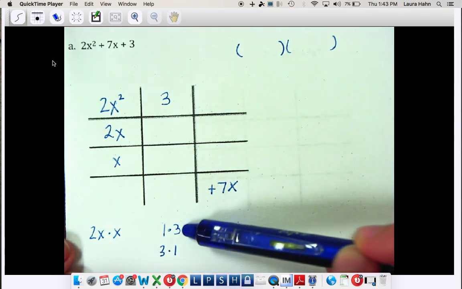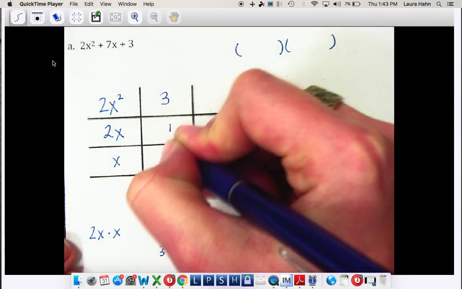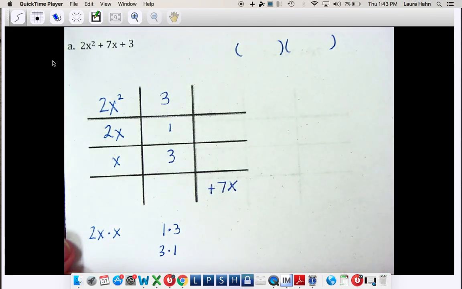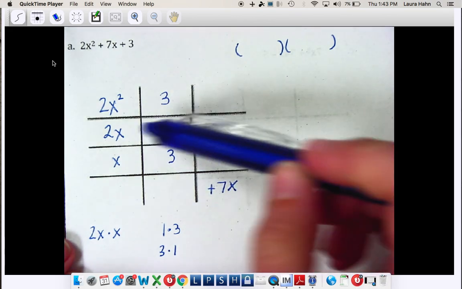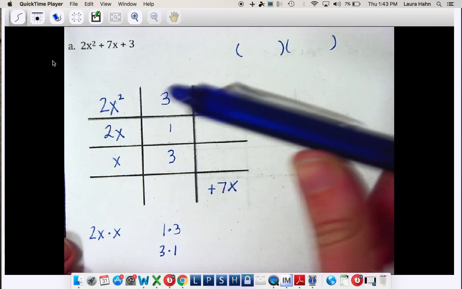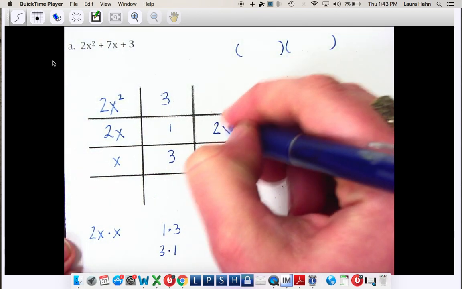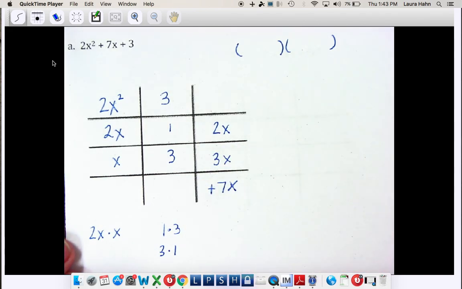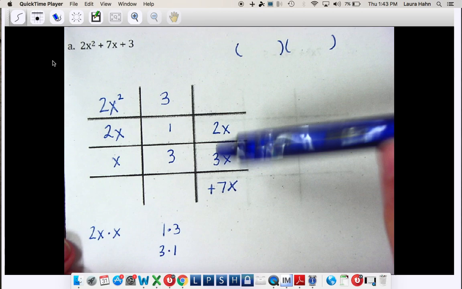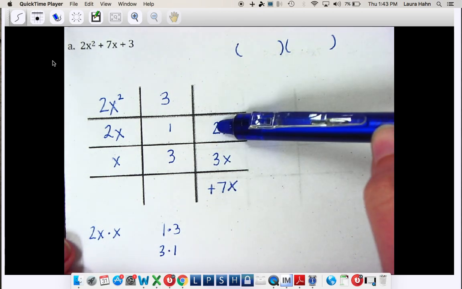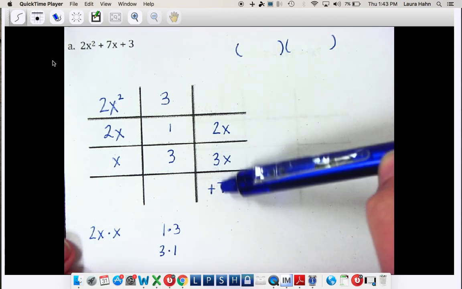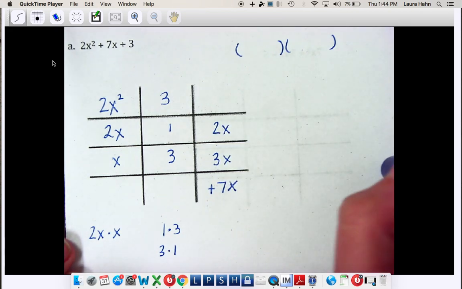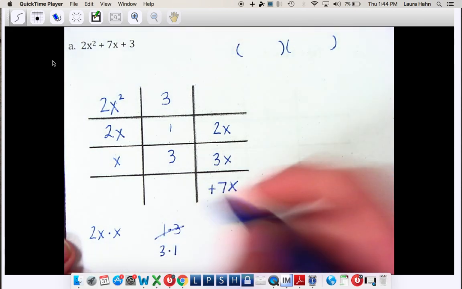All right, now I'm going to try my factors of 3. So I'm going to put a 1 and a 3. 1 times 3 is 3. Okay, then I'm going to multiply across. 2x times 1 is 2x. x times 3 is 3x. And then I try to think, is there any way I can add or subtract these numbers to get to a positive 7x? Well, there's no way I can get to 7. 2 plus 3 is 5. If I subtract, that's not going to give me a positive 7. So I know that this does not work.